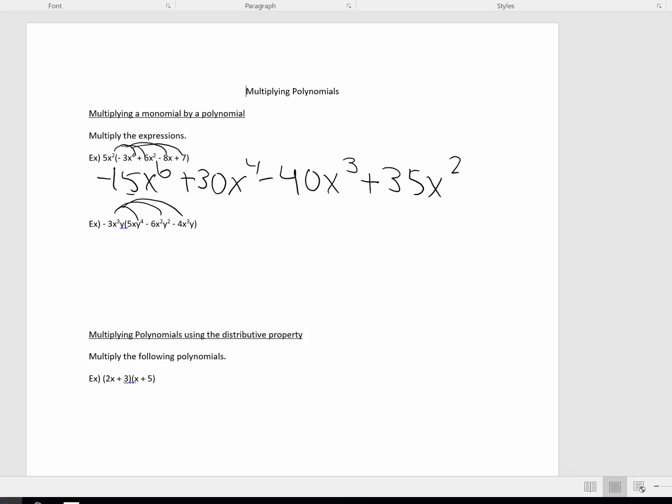Okay, now we're going to distribute this monomial to every single term inside the trinomial. Negative 3 times 5 is negative 15. X cubed times x is x to the fourth. Y times y to the fourth is y to the fifth. Negative times a negative is a positive. 3 times 6 is 18. X cubed times x squared is x to the fifth. Y times y squared is y cubed. Negative 3 times a negative 4, that's a positive 12. X cubed times x cubed is x to the sixth. And y times y is y squared. None of these terms are like terms. We're done here.